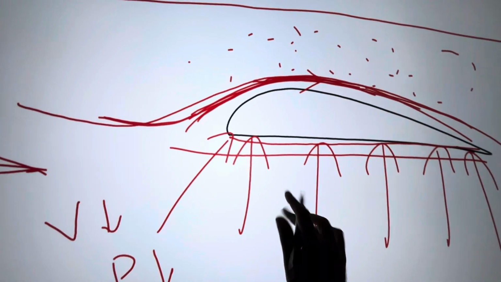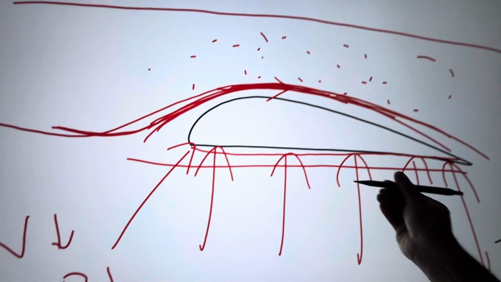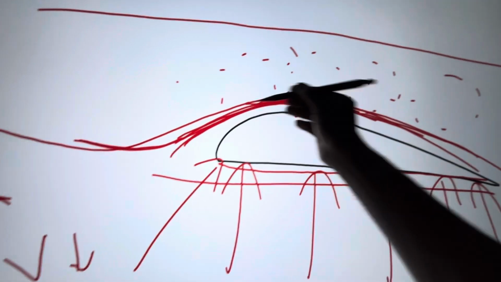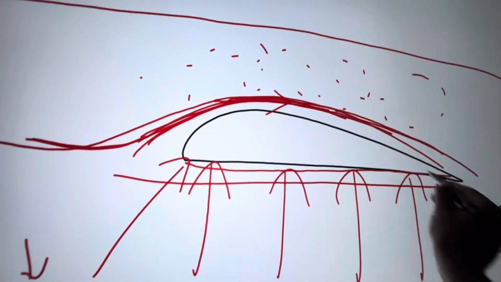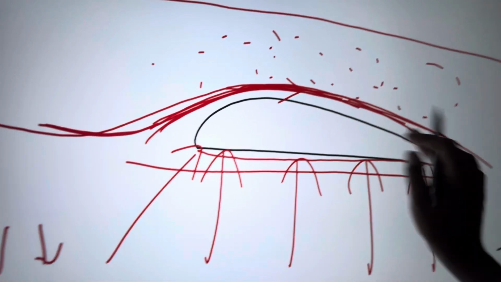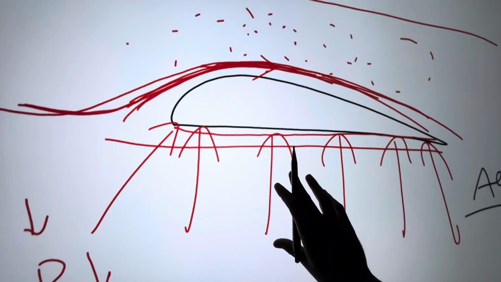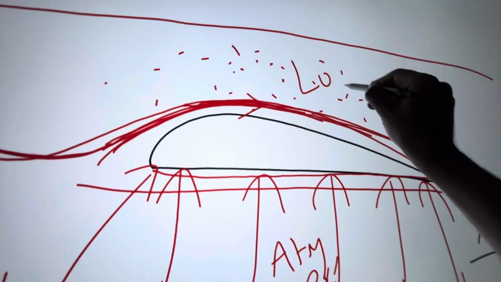What happens below? We have very small curvature. Here also air is moving, so here also we will have some pressure, but comparatively, the air is moving faster on top than below, because the curvature is more on the top. So pressure will reduce more on the top, whereas here the pressure will be there. So here we have normal atmospheric pressure, whereas here we have very low pressure.